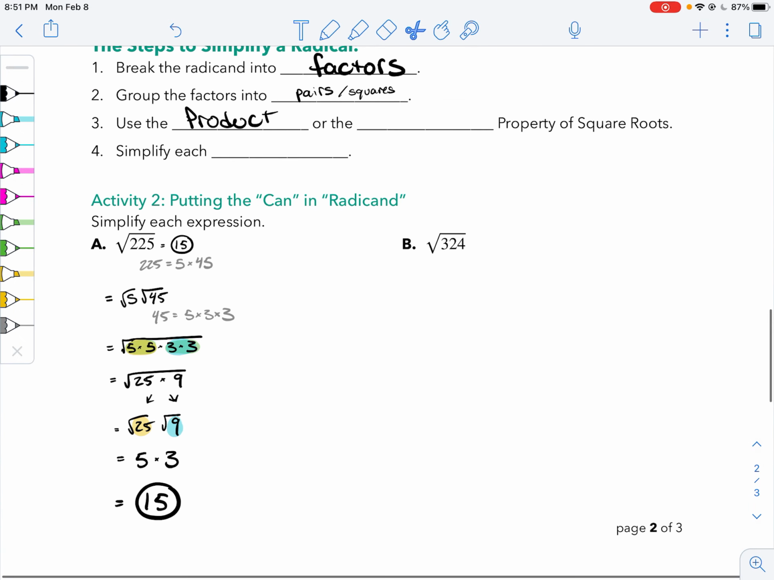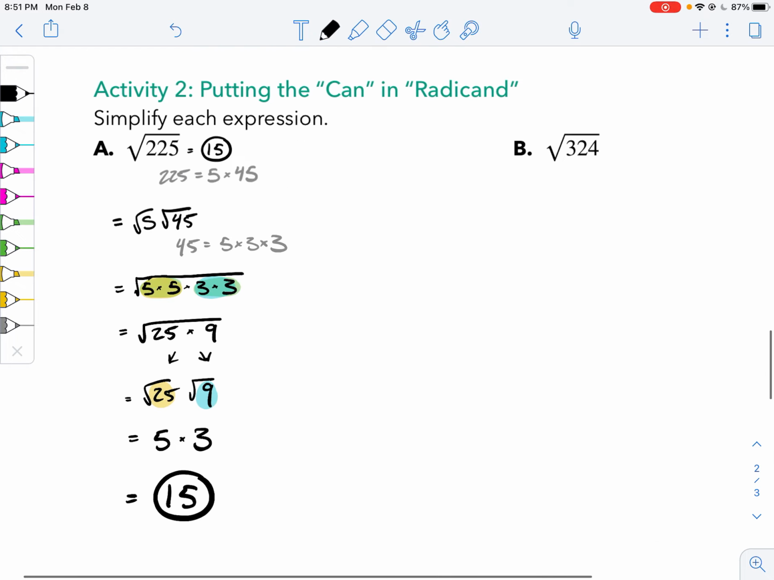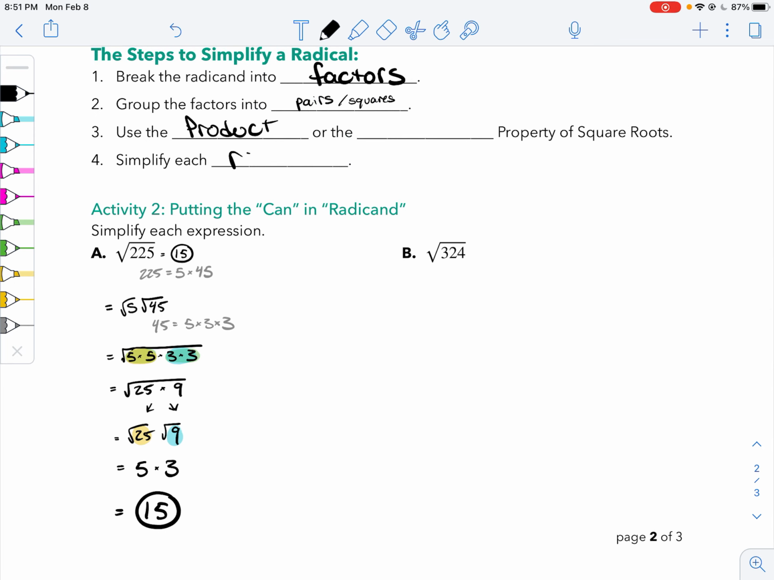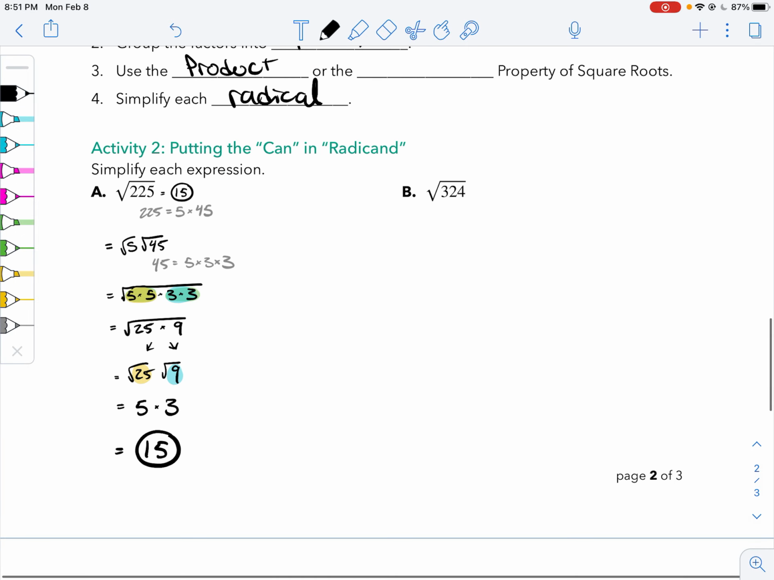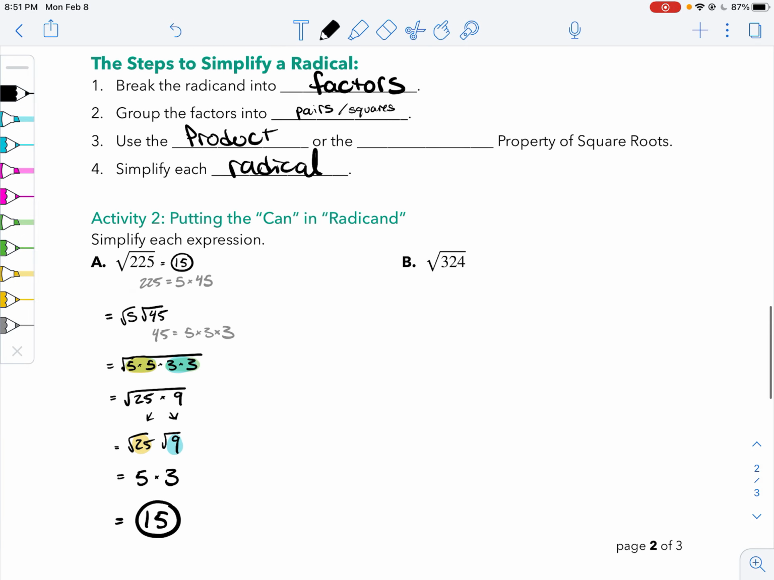So what did we do? We broke up our radicand into all its factors, and then we grouped them into squares, 25 and 9. Then we used the product property of square roots, and then we simplified each radical. That is, we took our square root of 25 and simplified it, took our square root of 9 and simplified it. Okay, now let's do it again with 324.